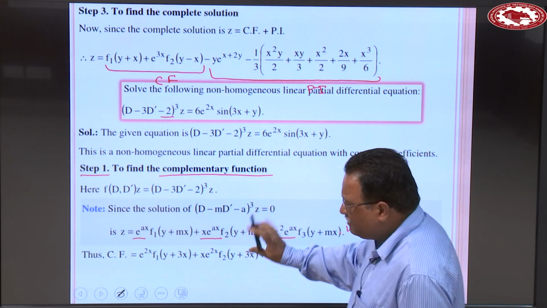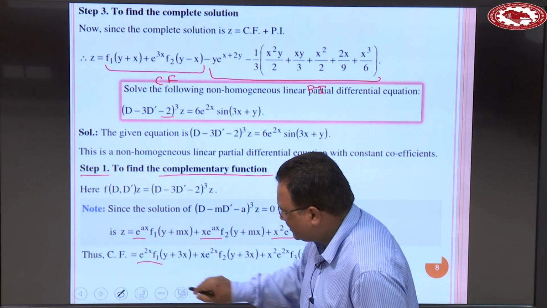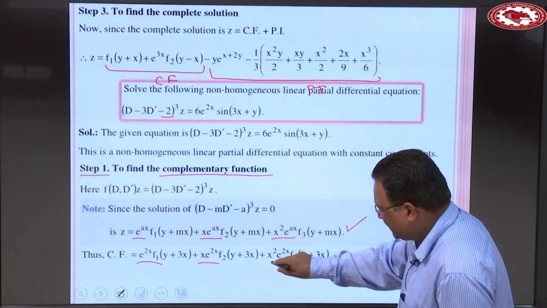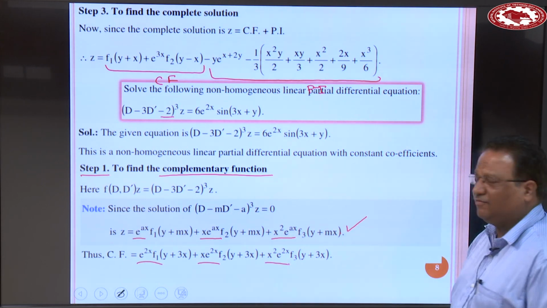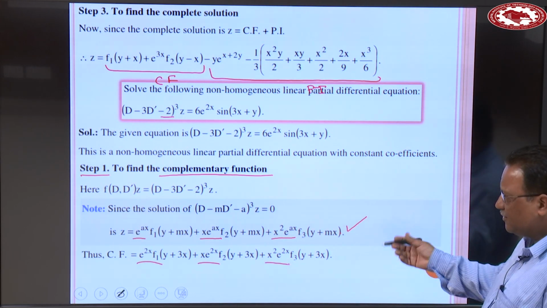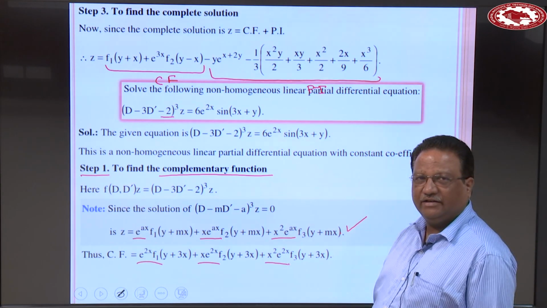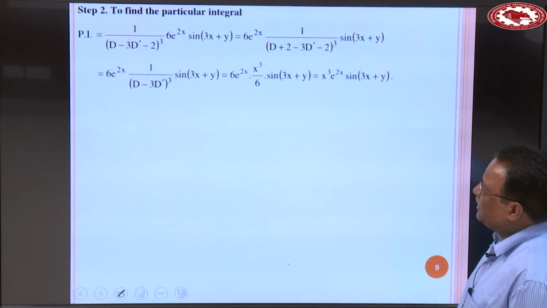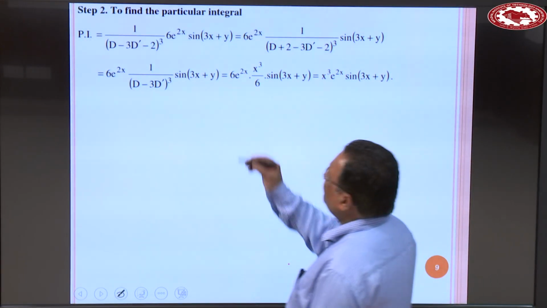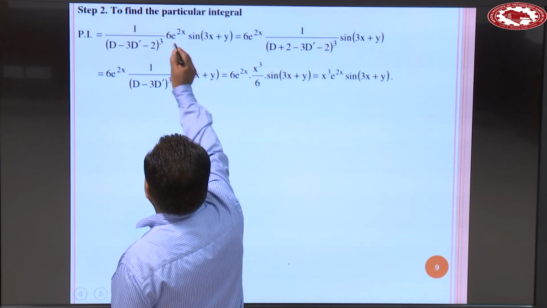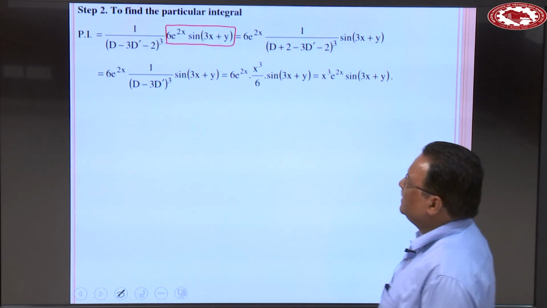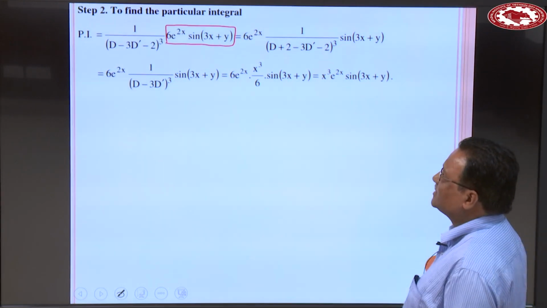So in this problem, the complementary function is e raised to power 2x times a function of y plus 3x, plus x e raised to power 2x times a function of y plus 3x, plus x square e raised to power 2x times a function of y plus 3x. So in this way you can calculate the complementary function for the given problem. Okay. Now the second part is to find the particular integral. So the particular integral, capital F(x, y), is this: 6 e raised to power 2x sin(3x plus y).